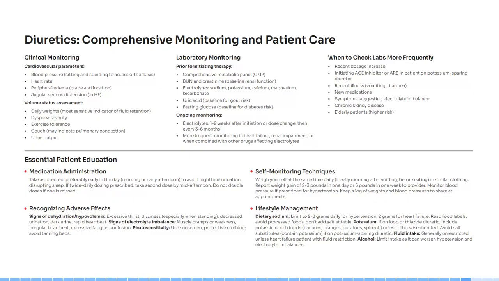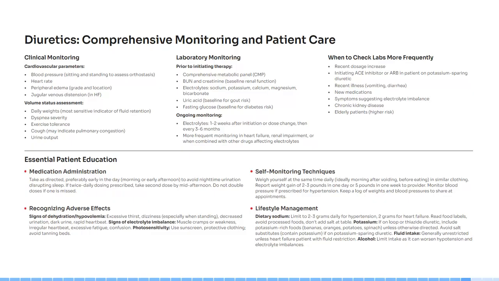While the patient is on a diuretic, you're going to check their electrolytes 1 to 2 weeks after you start the medication or change a dose. And then you'll monitor every 3 to 6 months. More frequent monitoring in heart failure, those with renal impairment, or combined with other drugs.